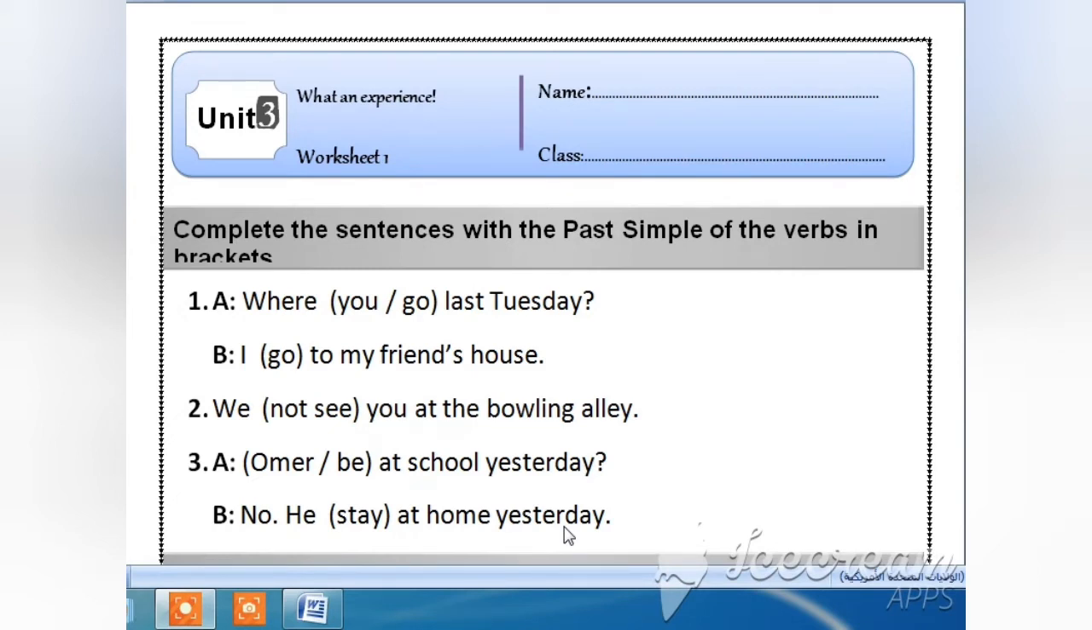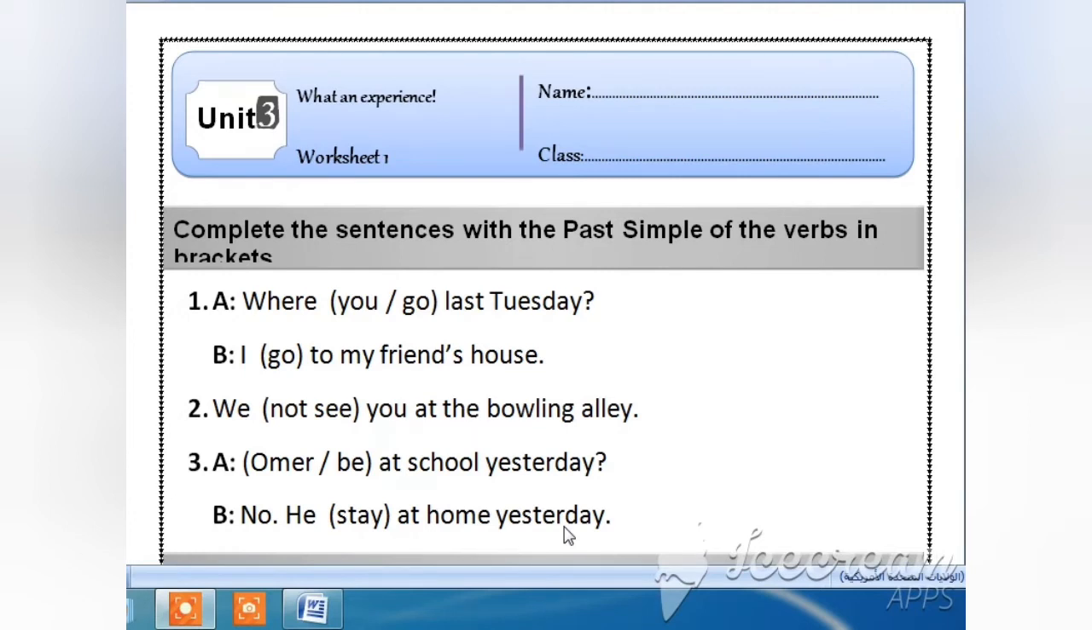B. I go to my friend's house. The verb go here needs to be in the past. Of course, this is an irregular verb. So it will be I went to my friend's house.